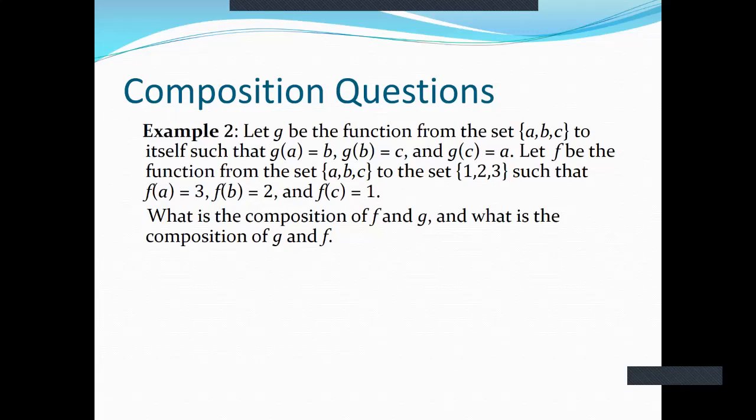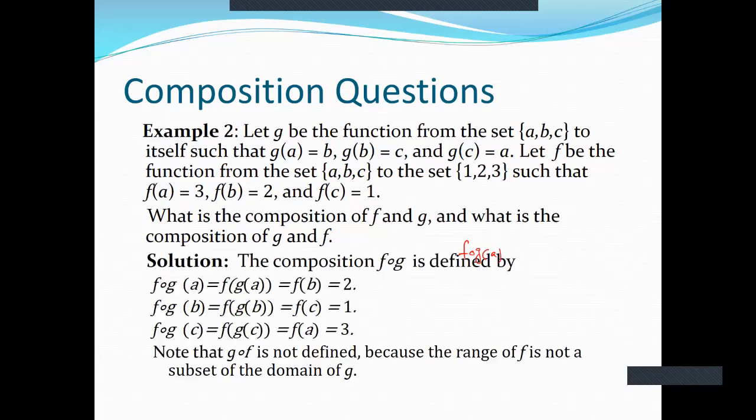So composition of f and g means we are interested to find f of g for all the elements. For all the elements means for f of g of a, for example, and f of g of b and f of g of c as well, right? So now let's see how we are going to compute it.